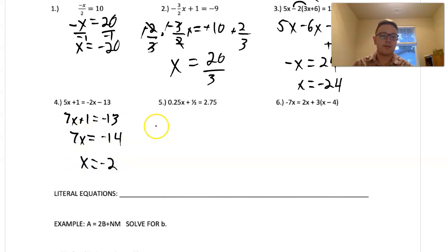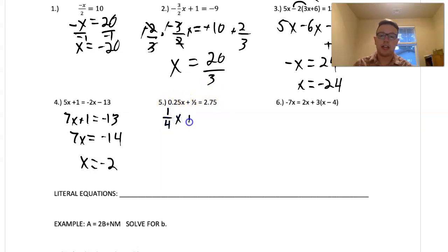All right, for this one, this is going to be a pain because we have both decimals and fractions. We're going to want to convert these all into either decimals or fractions. And being as I don't have a calculator on me, I'm going to convert these all to fractions. You can do it as decimals as well. So 0.25 is going to be 1/4.